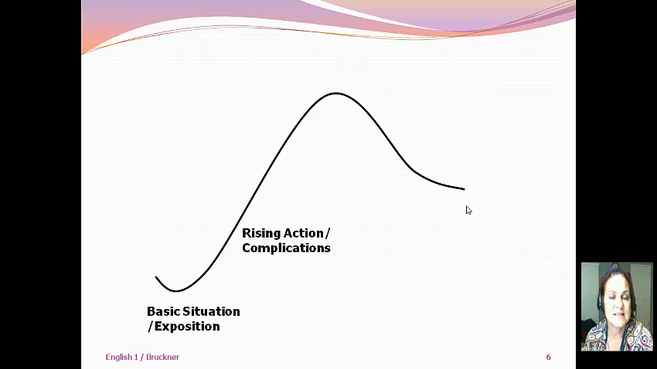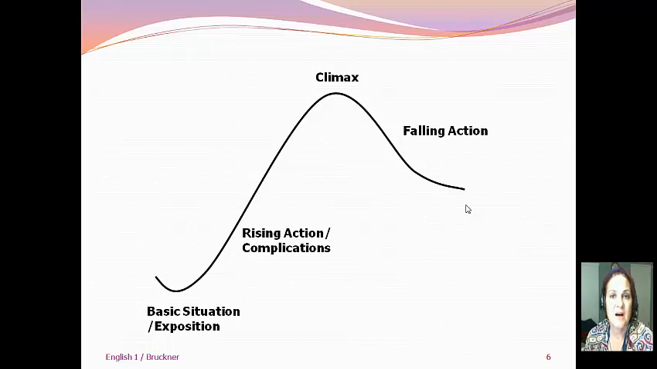Then we have our rising action, also known as complications, because this is where the problems start to show up. The main characters try to solve the problem, run into more problems, try to solve those problems, run into further problems, so our tension builds up until the point of the climax, which is our key scene within the story. It could be exciting, terrifying, it could be funny, and this is where the reader finds out the outcome to the conflict. It might be positive, it might be negative.